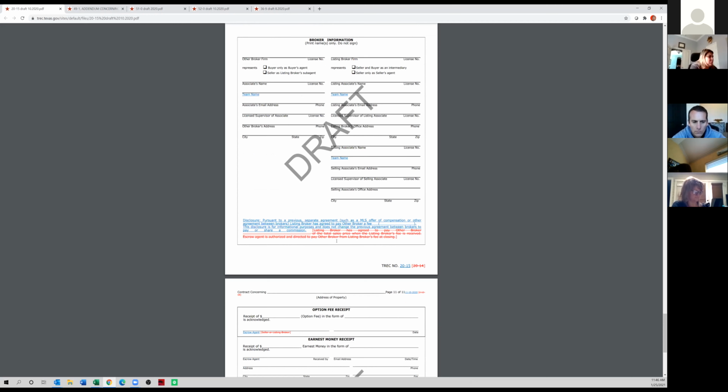Instead, they added: disclosure pursuant to a previous separate agreement, such as MLS offer of compensation or other agreement between brokers. Listing broker has agreed to pay the other broker a fee of blank, potentially still a percentage of sales price. This disclosure is for informational purposes, and does not change the previous agreement between brokers to pay or share a commission. All right. So what this is doing is trying to clarify.